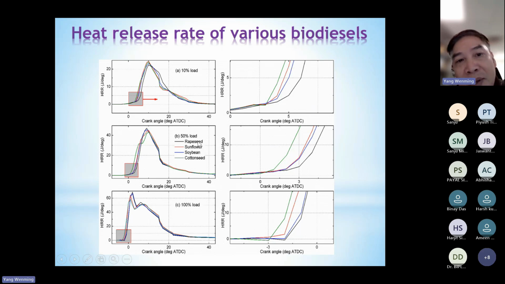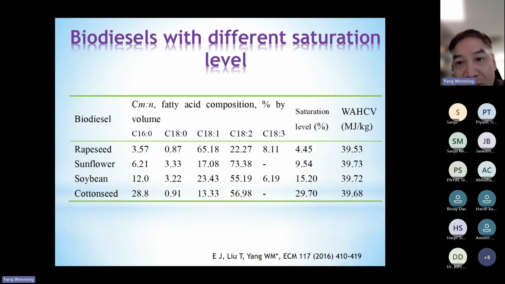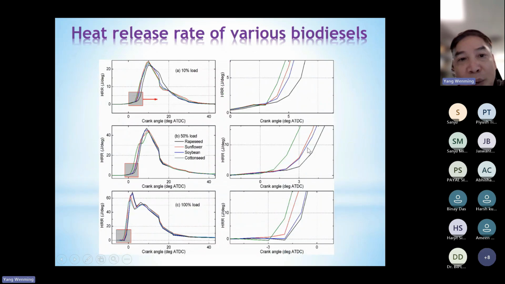You can see rapeseed biodiesel has the lowest saturation level, correct? So you can see the ignition delay time is the longest. And this other one has the lowest ignition delay time. This one is the cottonseed. So from here, you can see that with the increase of saturation level, basically the ignition delay time will decrease.